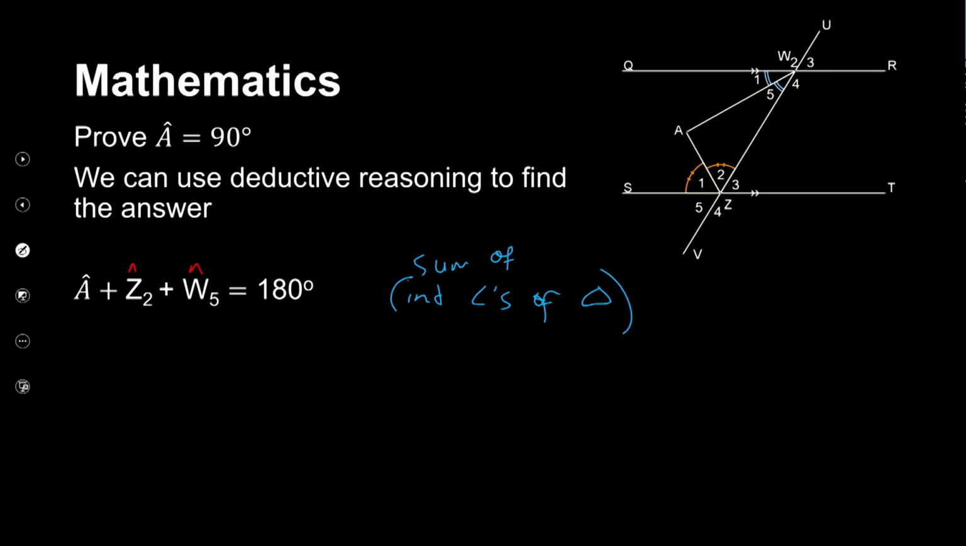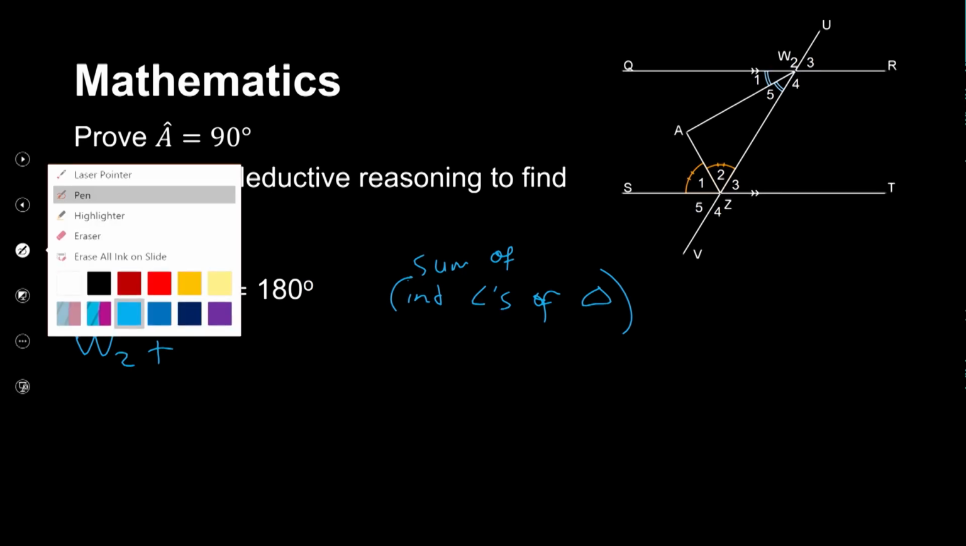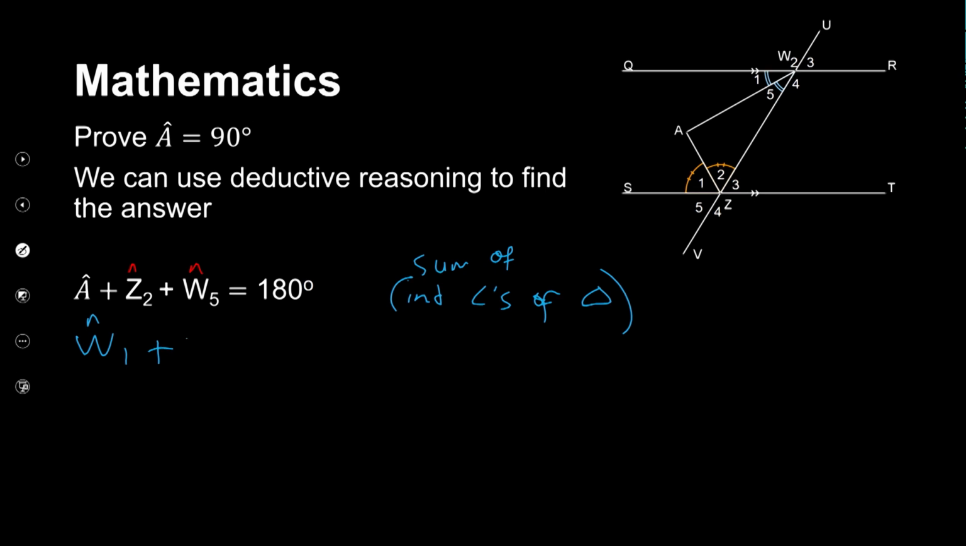And now I want to try and talk about all of this and see, what do I now know? I know that W1 plus W5 plus Z1 plus Z2 is equal to 180 degrees.